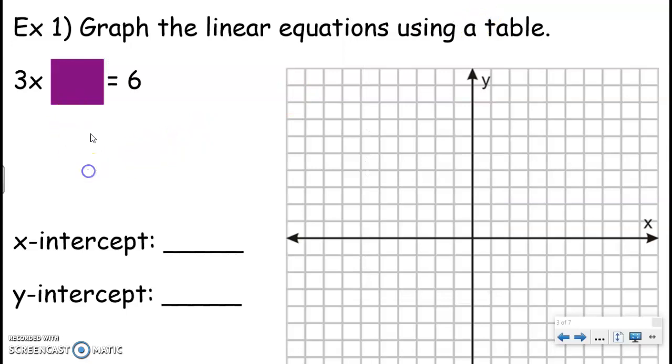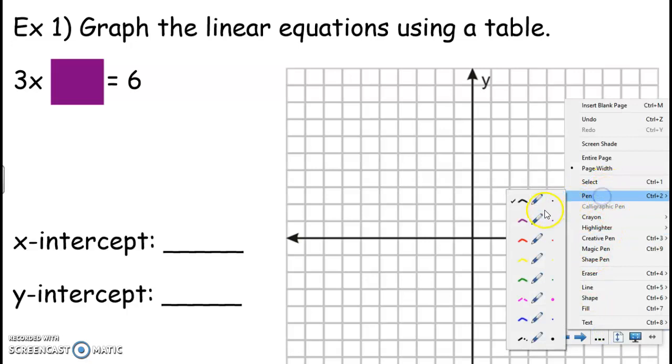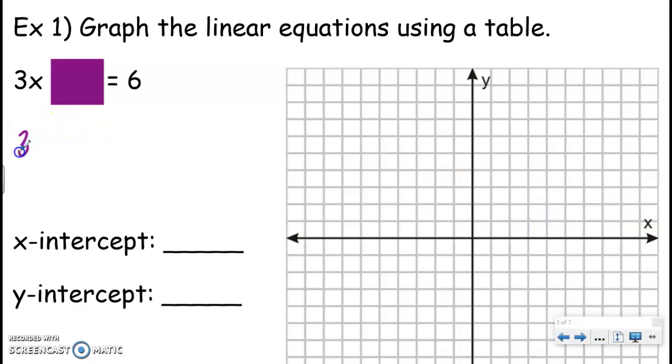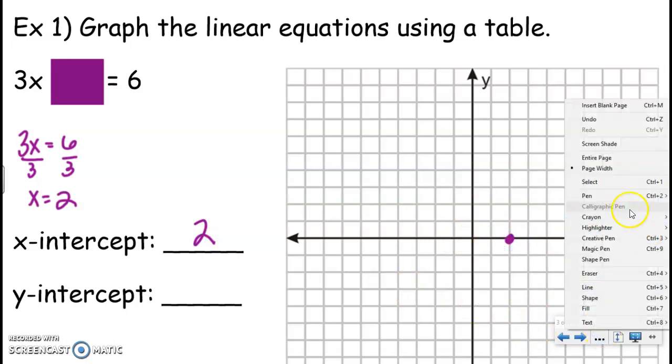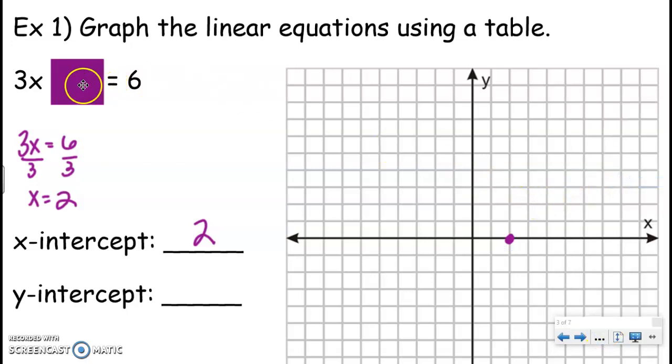Okay, so if I cover up my y, I am left with the equation there, 3x equals 6. This is a pretty easy one to solve. If I divide by 3 on both sides, I get x equals 2. So here's my x-intercept. I'm going to go ahead and plot that. On my x-axis, I have 2. I'm going to go ahead and move this now.